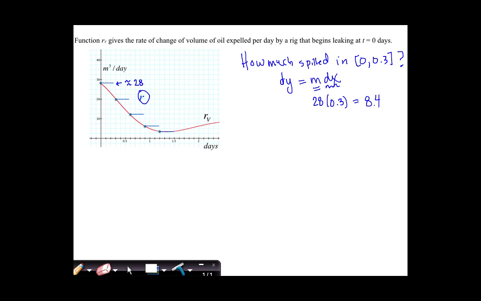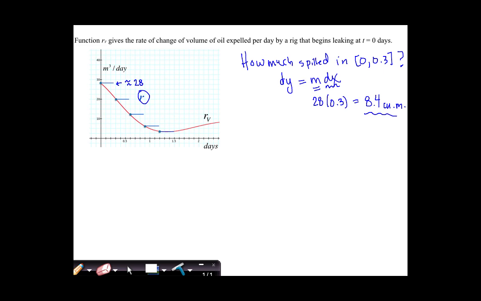Now 8.4, what would the units be? 8.4 cubic meters, right? I'm going to write CUM. So it doesn't look like our rate is being cubed, m cubed. So during this interval, based on our estimate, we'd have 8.4 cubic meters of oil spilled.